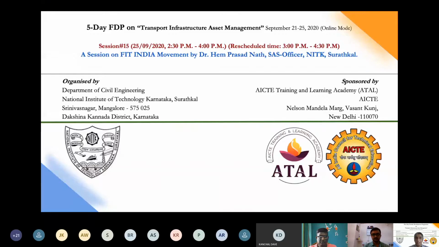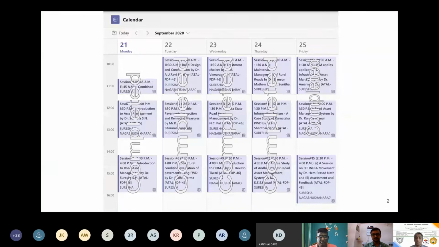This entire 5-day FDP program is sponsored by the AICTE Atal scheme, organized by the Department of Civil Engineering, National Institute of Technology Karnataka, Surathkal. Throughout these 5 days, the first day we had a virtual inaugural event organized by the AICTE. That was the first session. From the second session onwards, all the technical sessions were started.